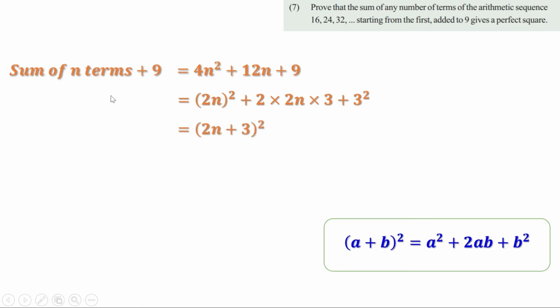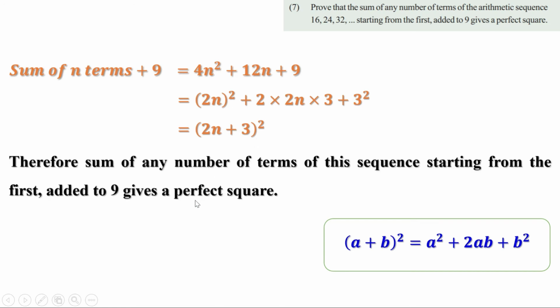That means the sum of n terms plus 9 is a perfect square. 2n plus 3 whole square means it is the square of 2n plus 3. So it is always a perfect square. When we give different values for n, we will get different sums, but it will always be a perfect square because it is of the form 2n plus 3 whole square. So we can say the sum of any number of terms of this sequence starting from the first, added to 9, gives a perfect square.